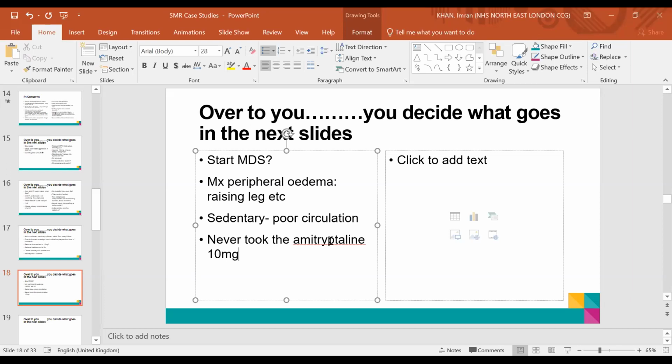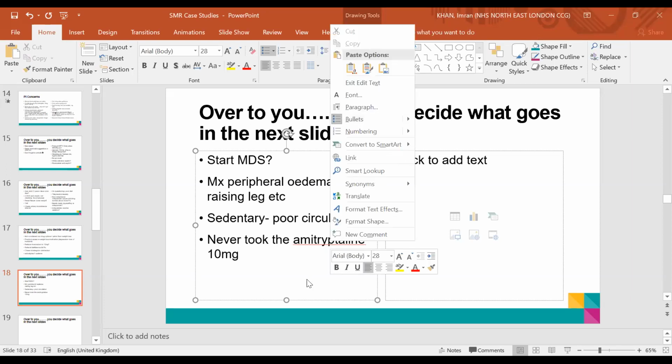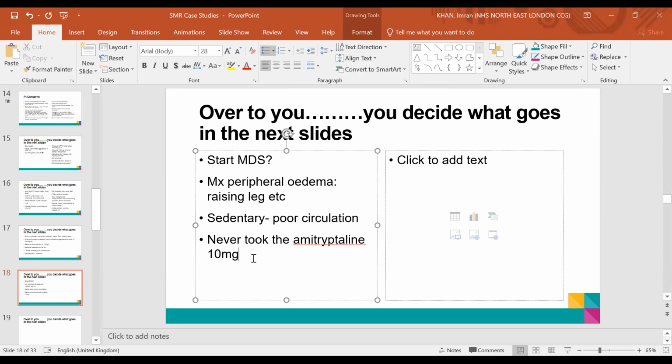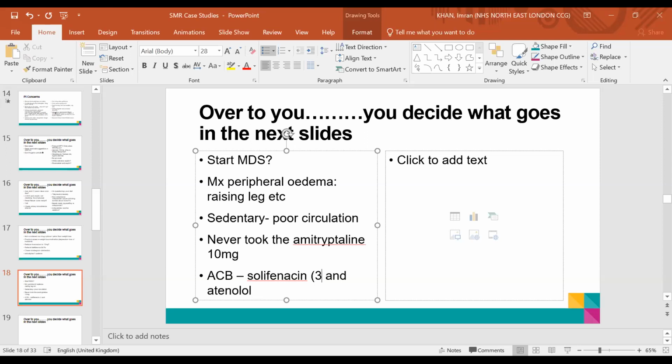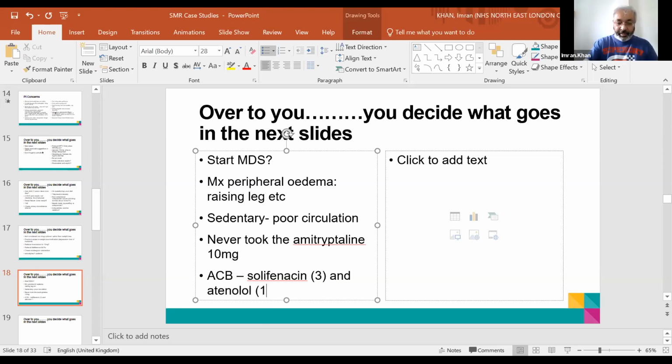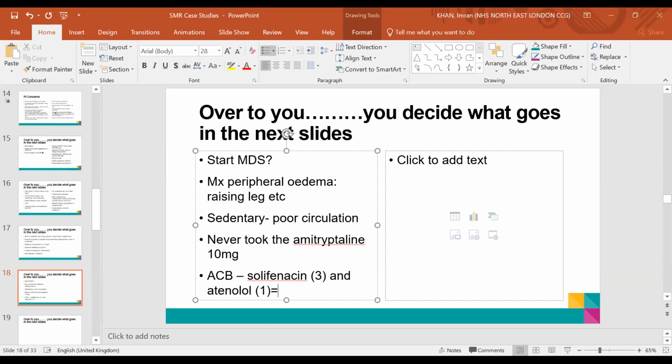Okay. And then we've got anticholinergic burden, solifenacin. Another one would be a better option. So it's solifenacin and also atenolol will increase your anticholinergic burden. Does anybody know what the anticholinergic burden for solifenacin is? The number? 3. Yes, it's 3. And atenolol is 1. So does that put her in medium or high? Anything above 3 is considered very high.